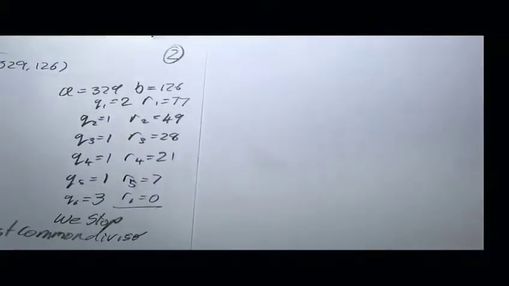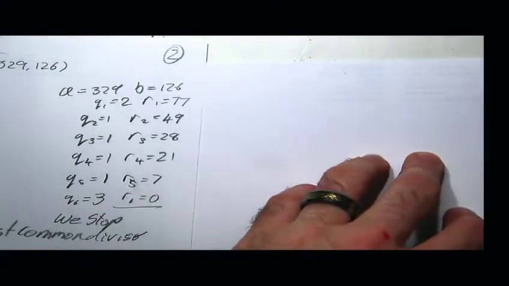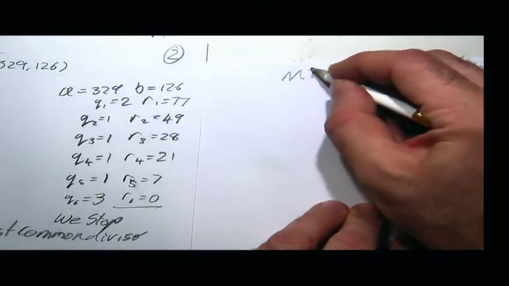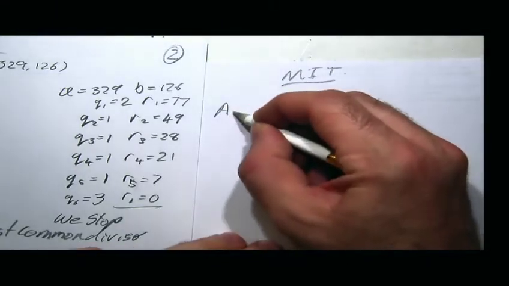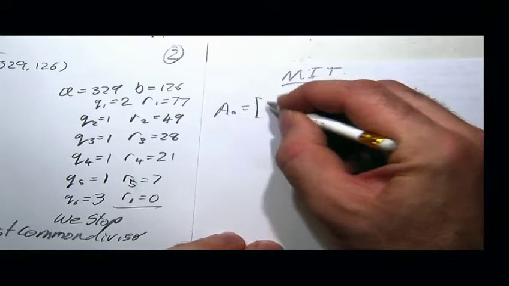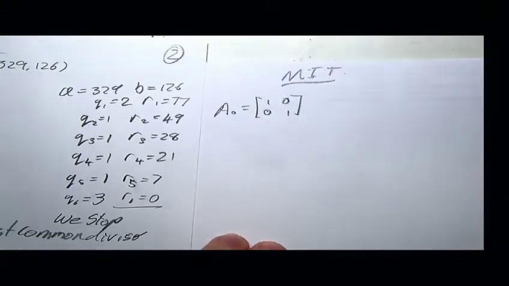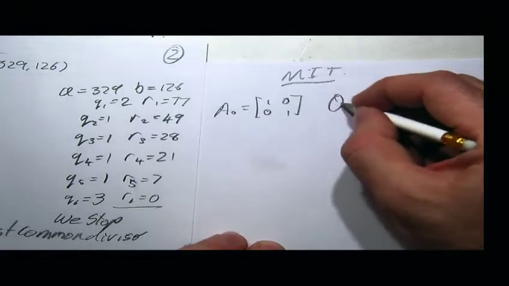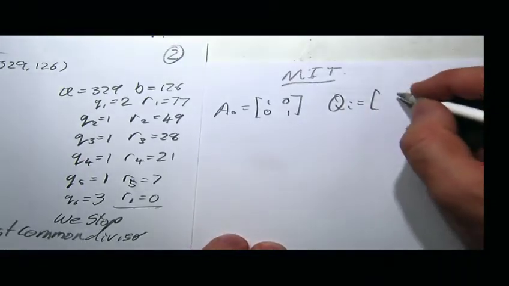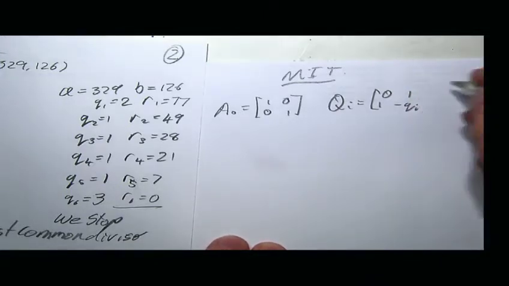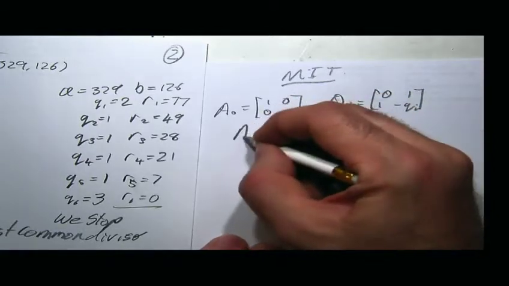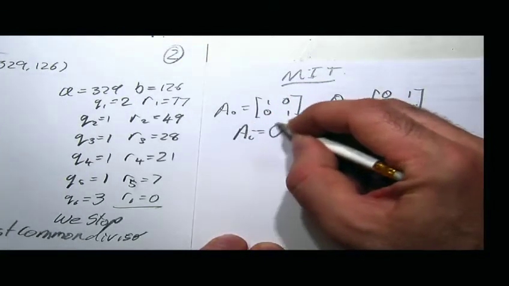So, what I'm going to do is put this over here. Now I'm going to put 3 up the top of this page, and we're going to do MIT. So, your lecturer told me something really clever. It was like A naught is equal to the identity, 1, 0, 0, 1. Qi is equal to 0, 1, 1 minus Qi. And Ai is equal to Q.